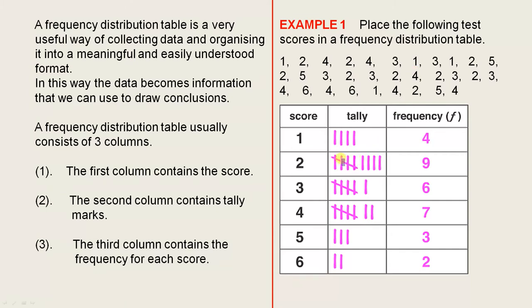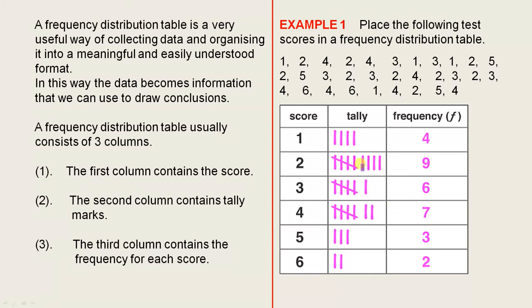You notice this situation here where we have 4 strokes, and then we have a stroke along there like that, a diagonal stroke. That's a bundle of 5, and we do that because at the end, when we finish all our counting, it's easy to count up the tallies. Instead of counting them individually, we go 5 plus 4 is 9, 5 plus 1 is 6, 5 plus 2 is 7. So it makes it very easy to do the counting at the end.